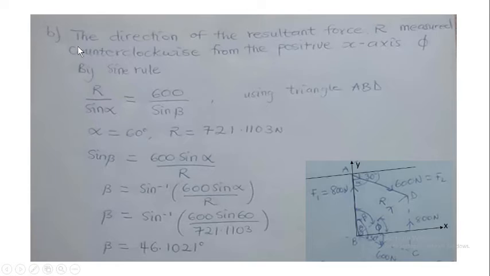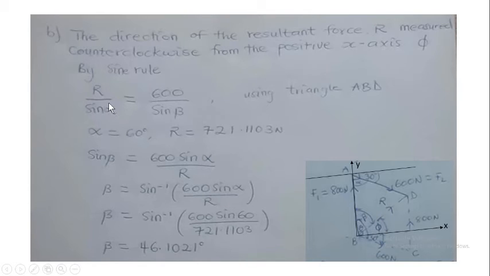Now, we are looking also for the direction of the resultant force measured counterclockwise from the positive x-axis. Now, looking at our diagram, from the positive x-axis to the resultant here is phi, the angle phi. So we are looking for the angle phi, but we cannot easily find that. But we can start with the ones we know.